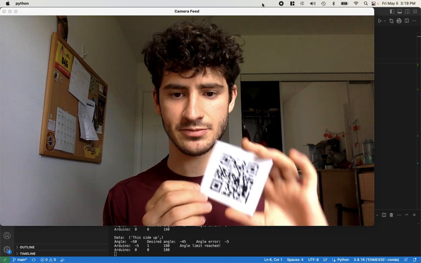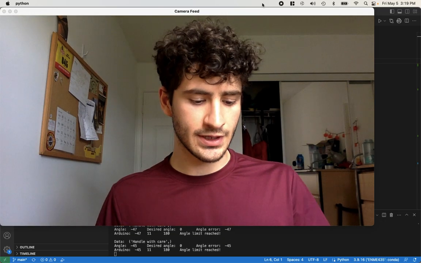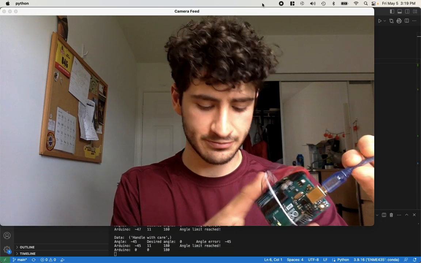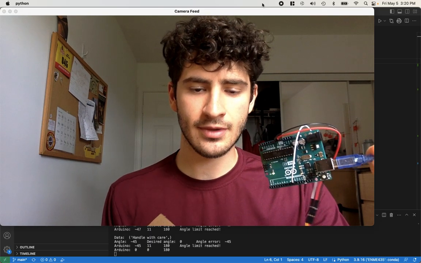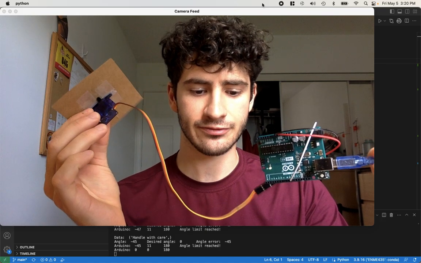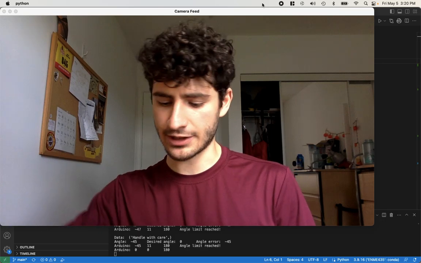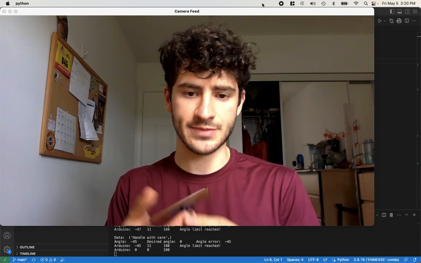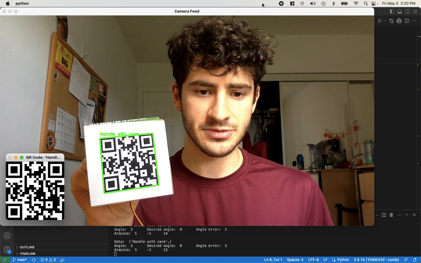The angle difference between how the QR code should be oriented and how it is oriented is sent over USB to the Arduino. The Arduino is always listening for these angle differences, and when it's told that there's some angle difference, it will rotate the servo to correct for that difference. In total, showing it again, when a QR code is mounted on the servo, it will be rotated to always be in the correct position.